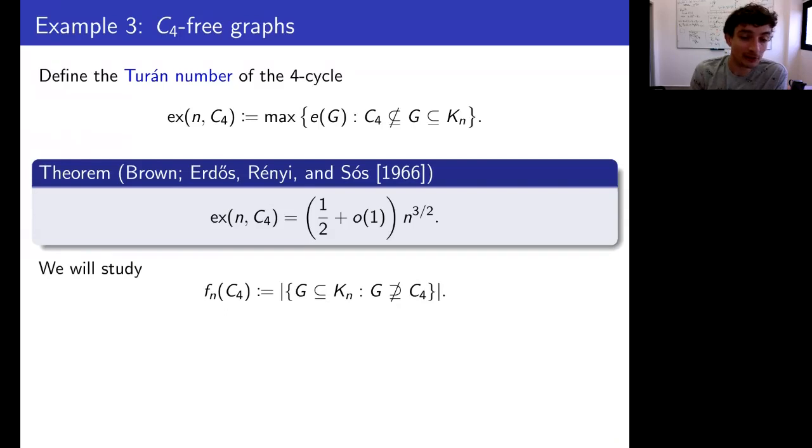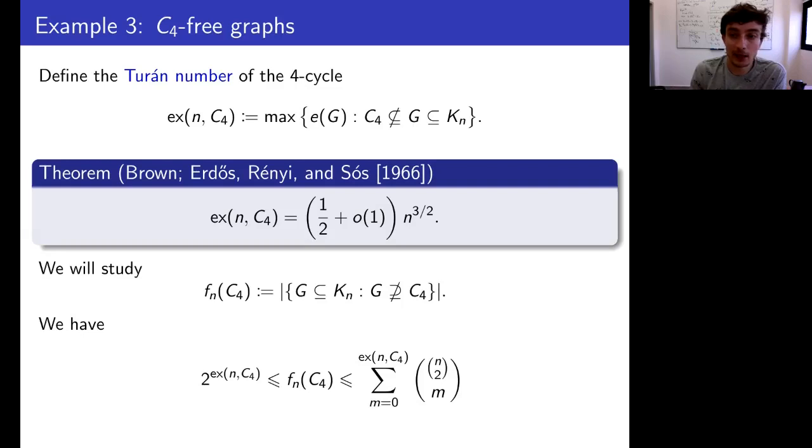Now, since we've already answered this extremal question, we know the largest number of edges in a C4-free graph. The next natural question to answer is how many such graphs are there? How many graphs do we have with n vertices and no 4 cycle?